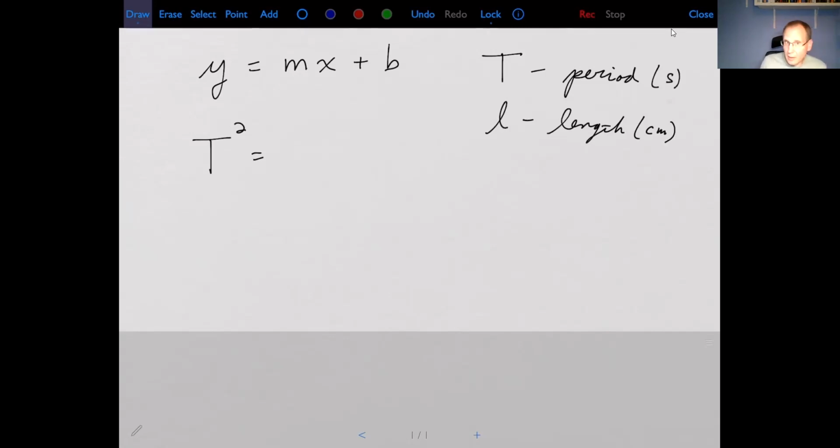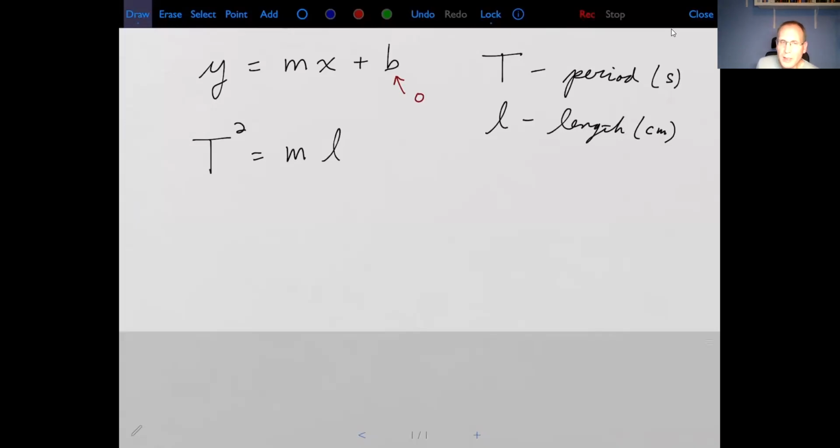The m is the slope, so I'll just leave that as m, slope. X, again, is the length of the pendulum that was plotted on the horizontal axis. And then the b in this case, well, what is it in general? It's the y-intercept, where the line will pass through the y-axis. But if you notice on that graph, it basically goes right through the origin. So we're going to assume that b is 0. So we have our equation, T squared equals m times L.